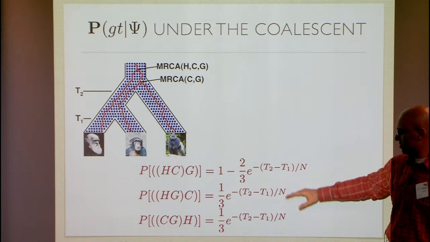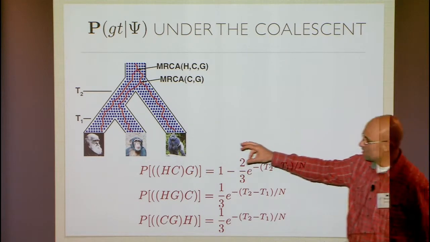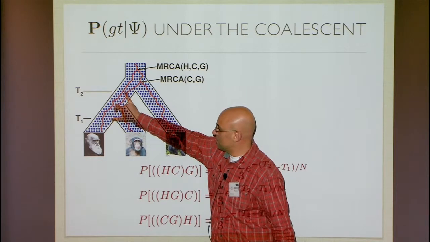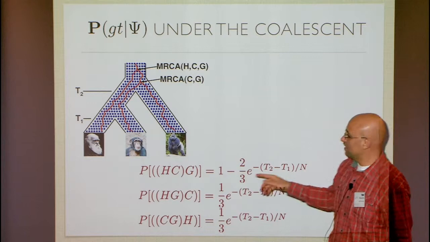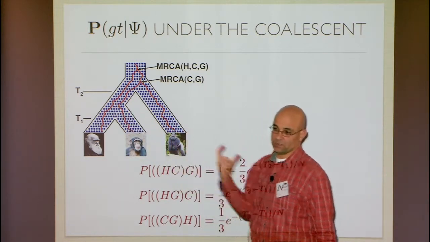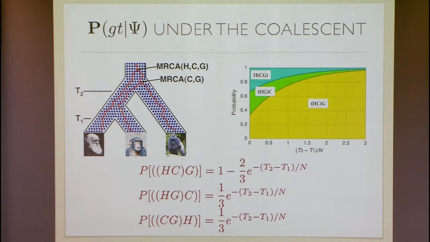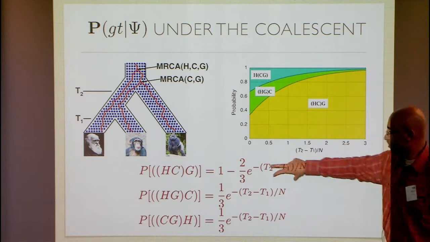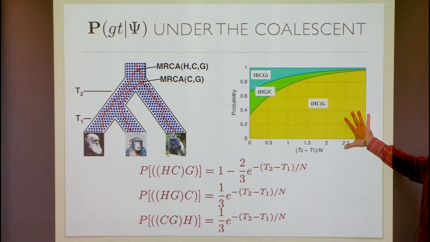Okay? And these 3 values, again, the main factors that change things are the length of this branch that separates the most recent common ancestors, this and this, the length of the branch, which in number of generations is T2 minus T1, divided by n, which is the population size or the width of this branch. Okay? And if we want to visualize these 3 probabilities, this is the value of the 3 probabilities as this quantity increases.